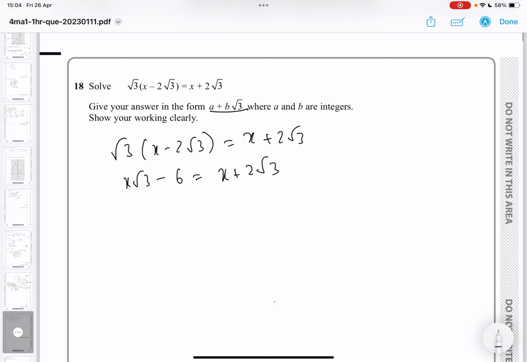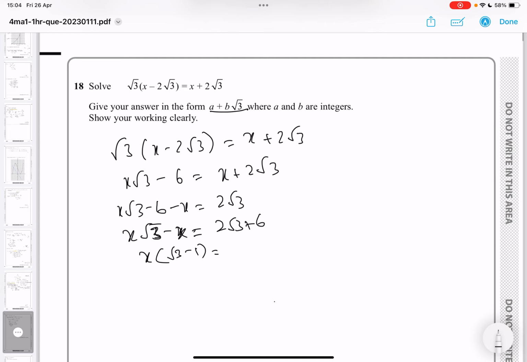Now, we're solving for x, so I want to bring all the x's to one side. So let's subtract x from both sides. x root 3 minus 6 minus x equals 2 root 3, and then add 6 to both sides. And now we can factorize x, so we can isolate it. x times root 3 minus 1 is equal to 2 root 3 plus 6. x equals 2 root 3 plus 6 if we divide both sides by root 3 minus 1.